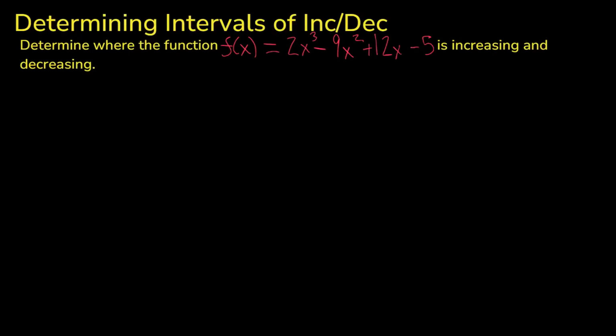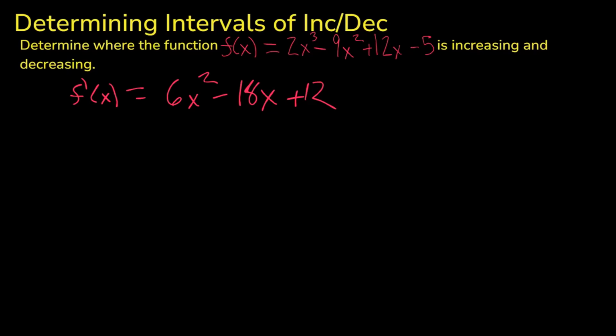Now let's get to an example. We want to determine where this function is increasing and decreasing. Since the function's a polynomial, we know f is continuous and differentiable at every real number. So the first thing to do is find the derivative. So according to the increasing, decreasing function test, f is increasing on the intervals where the derivative is positive and decreasing on intervals where the derivative is negative.